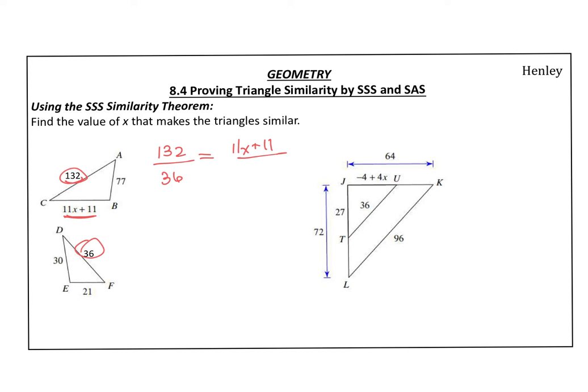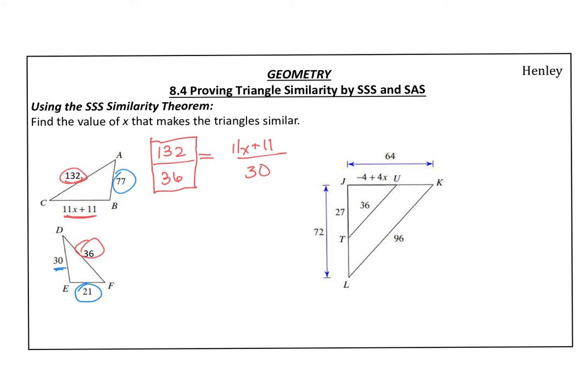Now, if you notice, 77 is on the shorter side, 11x plus 11 is on the longer side. Well, when we look at these two legs over here, 21 is the shorter side, leaving 30 to be on the longer side. So now we're going to use 30 underneath 11x plus 11. And first and foremost, we're going to simplify this. These numbers are much bigger than I want them to be, so let's simplify.